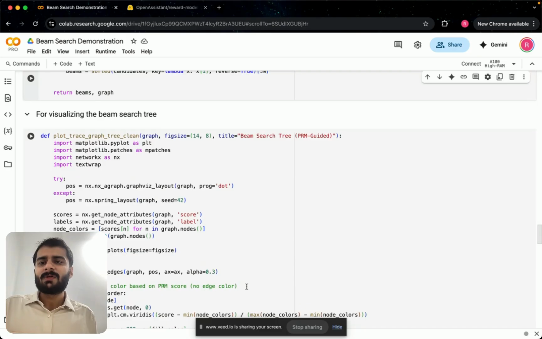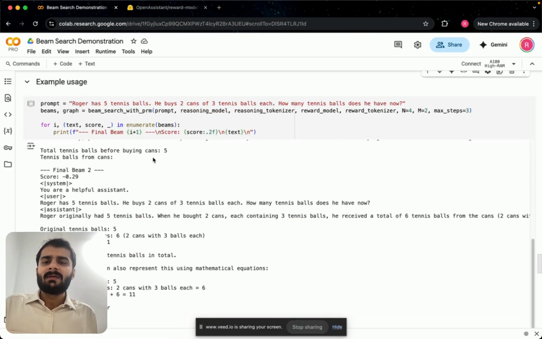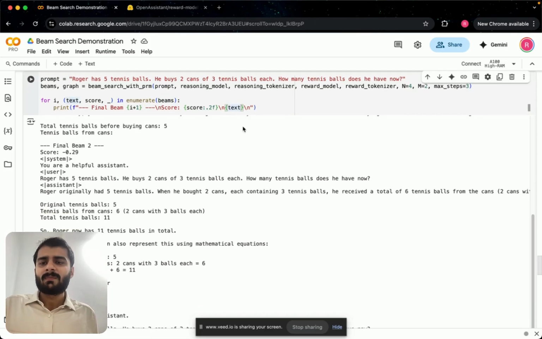And then finally, for visualizing the beam search tree, we define a function called plot trace graph tree clean. And then this is where we enter our prompt. Roger has 5 tennis balls. He buys 2 cans of 3 tennis balls each. How many tennis balls does he have now?